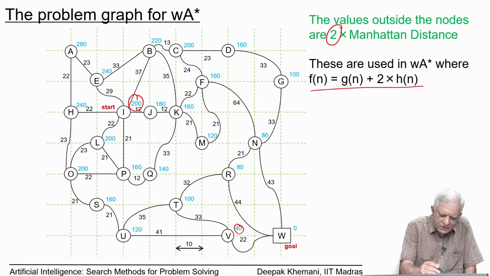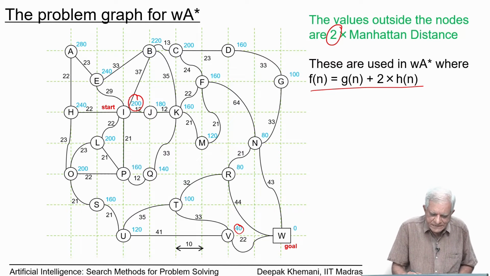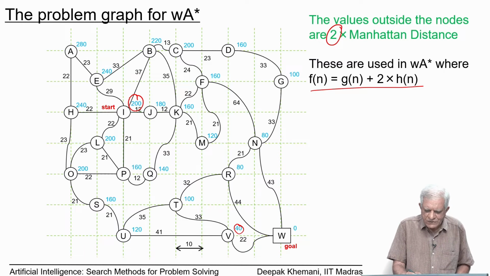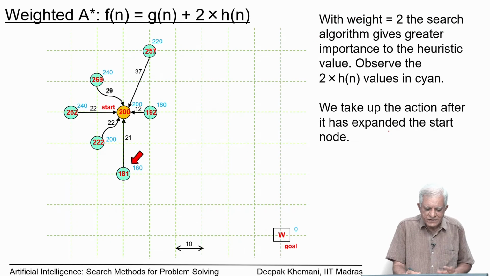So, the start node is at 200, A star would have thought that it is 100 essentially. The h costs of course do not change. So, let us see how WA star performs on this same graph that we had seen earlier, and let us see the progress of how this weighted A star with W equal to 2 performs on this. So, this is what is happening.